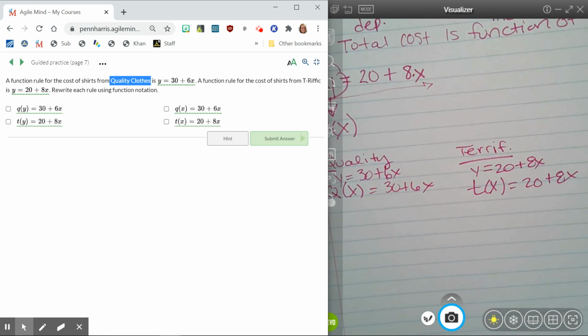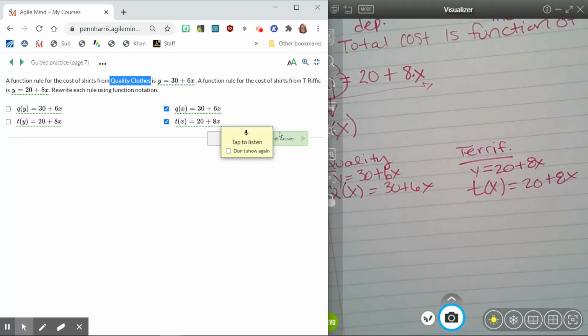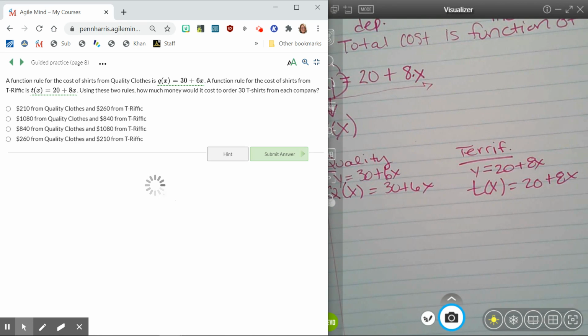So again, my Quality was Q of x equals 30 plus 6x, and Terrific Tees was T of x. Why is it not a y? Because the y is our dependent variable. It's an x that's in the problem. If I'm plugging in for a y, I wouldn't have an x over here. So now we have a function rule for the t-shirts: Q of x is 30 plus 6x. And for Terrific Tees, it's T of x equals 20 plus 8x.